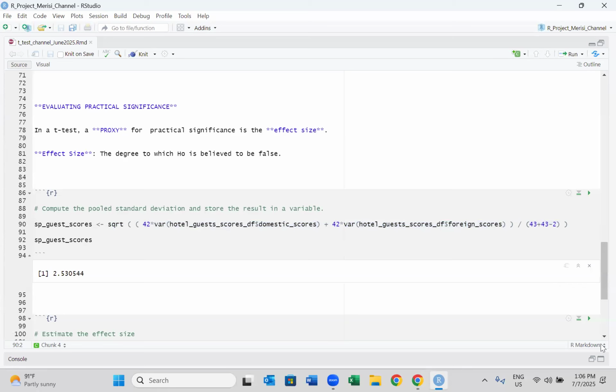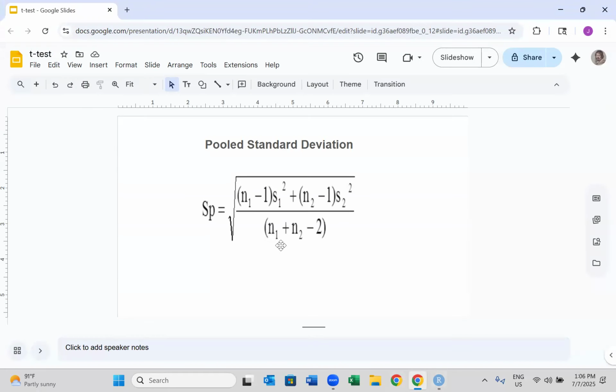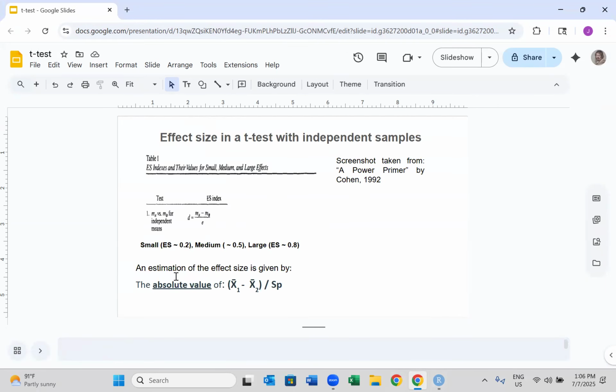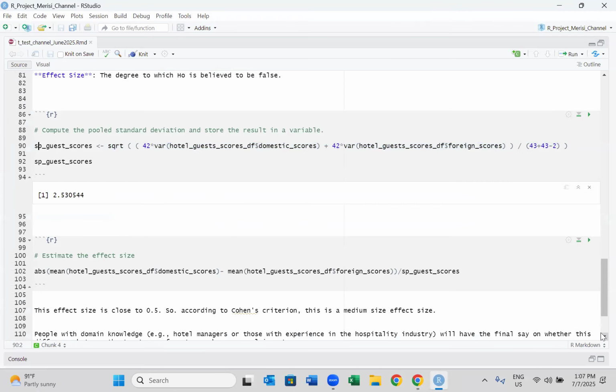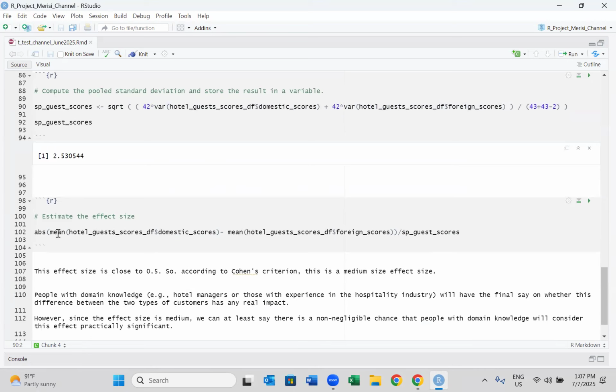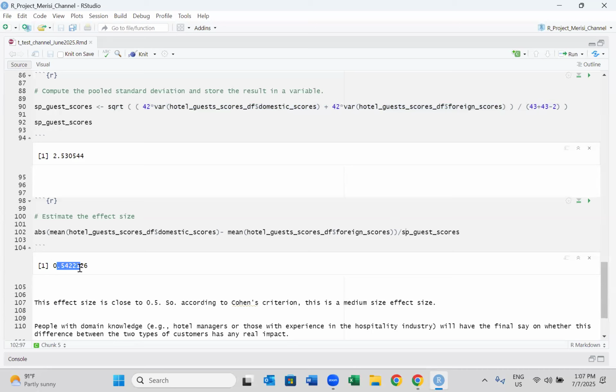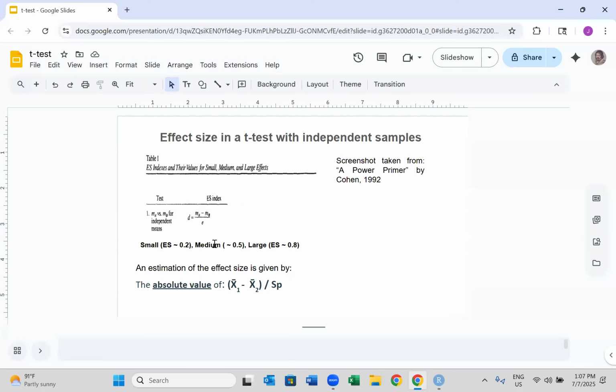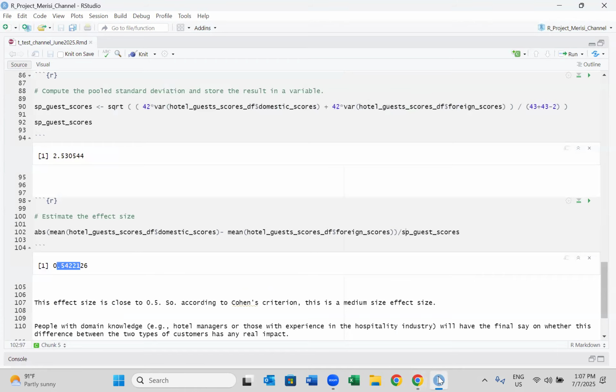After that, we apply this formula to get the effect size: the absolute value of the difference between the sample means divided by the pooled standard deviation. ABS, absolute value of the difference between the sample means, so the mean from domestic scores minus the mean from foreign scores, divided by the pooled standard deviation that we just computed. And what do we get? We get an effect size of 0.54. According to Cohen, around 0.5 is medium. So this is a medium effect size.